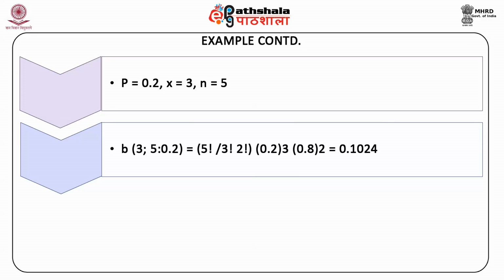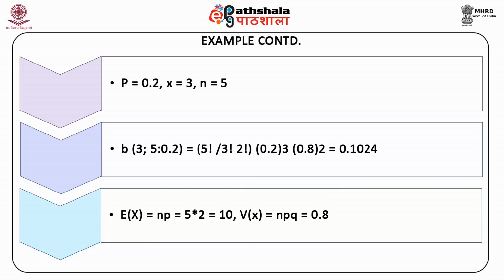Now, b(3, 5, 0.2) is equal to 5 factorial upon 3 factorial multiplied by 2 factorial, whole into 0.2 to the power 3 into 0.8 to the power 2, which is equal to 0.1024. E(x) is equal to np, which is equal to 5 multiplied by 0.2, equal to 1. Now, V(x) is equal to npq, which is equal to 5 into 0.2 into 0.8, which is equal to 0.8.